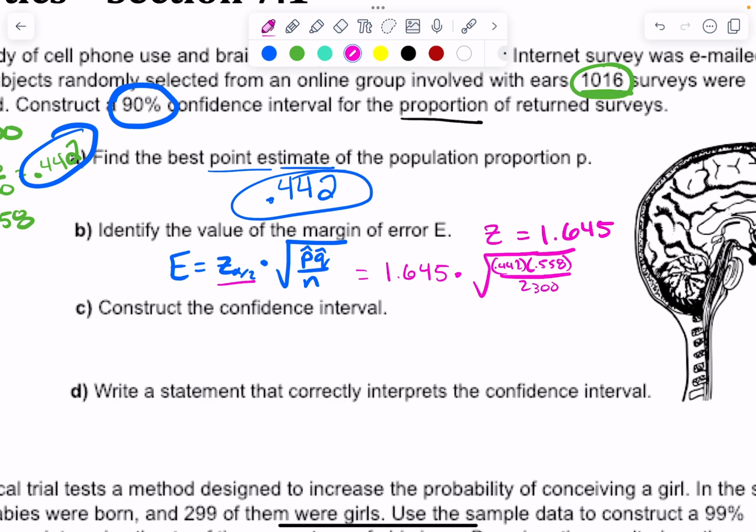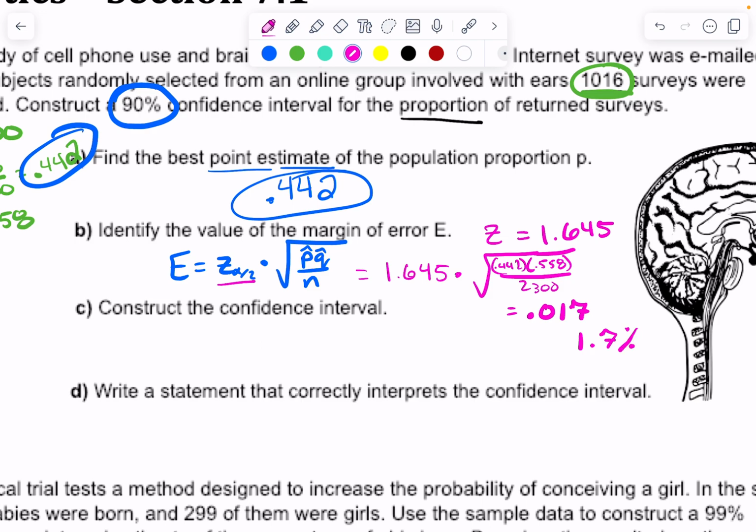And I'm going to type this in really slowly into my phone calculator because that's all I have. I forgot to bring my others home. 0.442 times 0.558 divided by 2,300. And then I want the square root. And then I want to take that times 1.645. And I got 0.017, which is 1.7% for a margin of error.